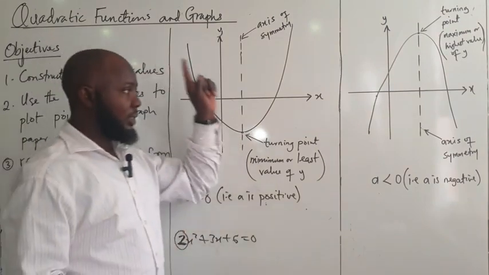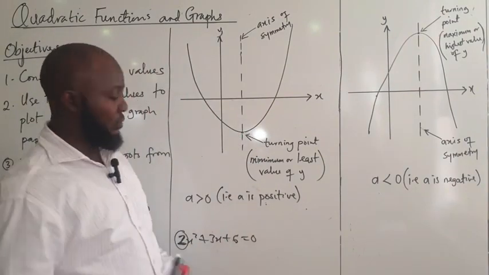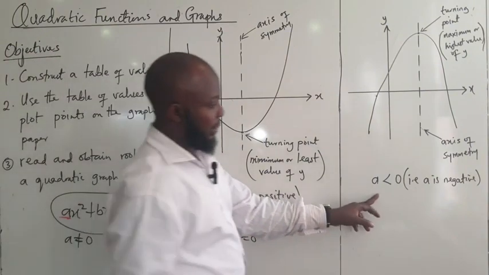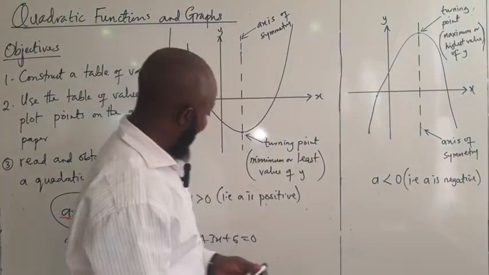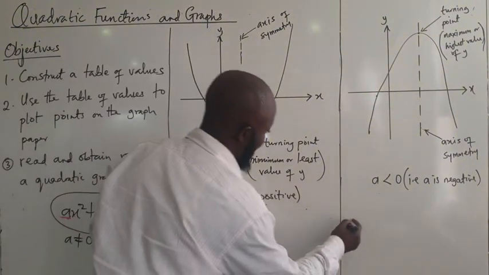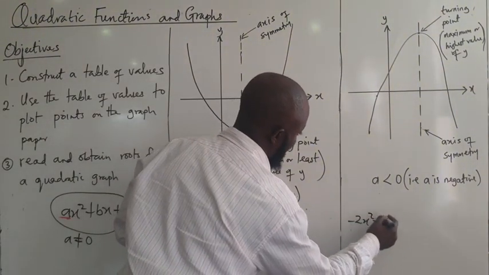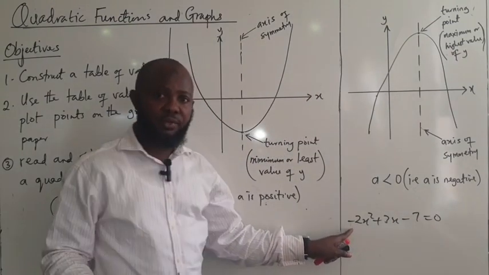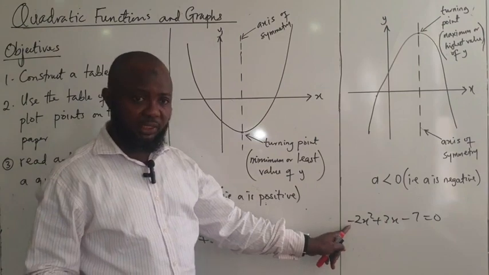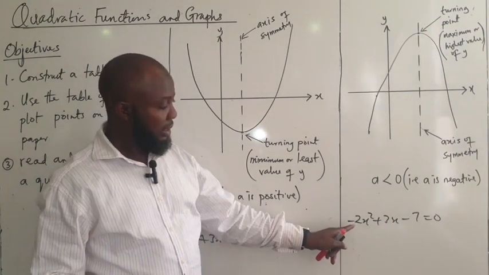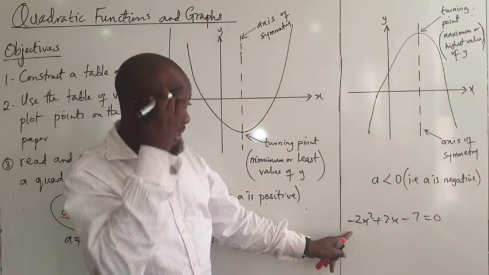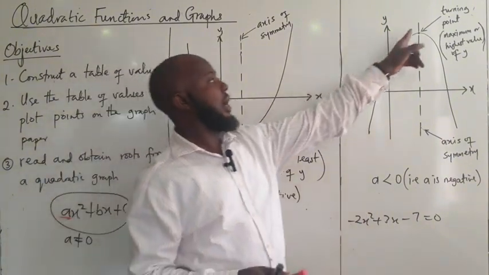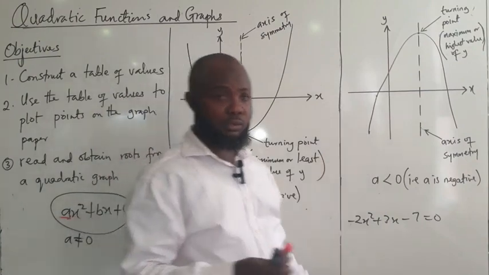And if the coefficient of x squared, which is a here, is less than 0, for instance, you have minus 2x squared plus 3x minus 7 equal to 0. You know that the coefficient of x squared here is negative. It's less than 0. A is less than 0. So in that case, you're going to have this type of graph.